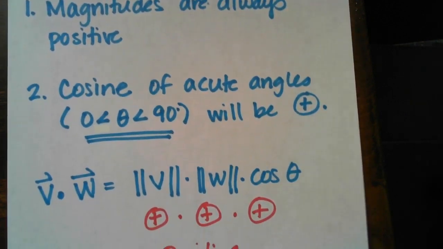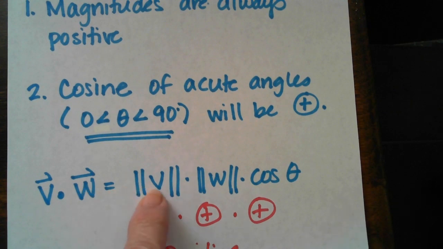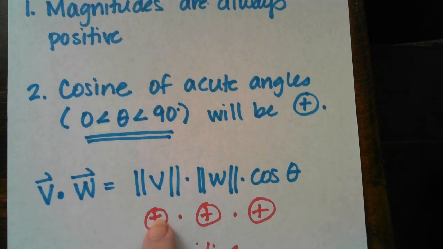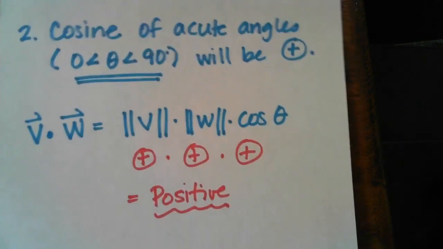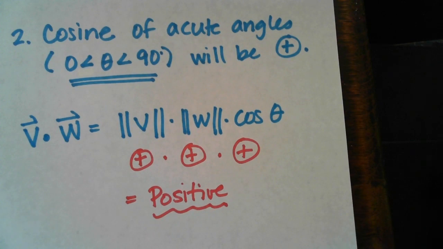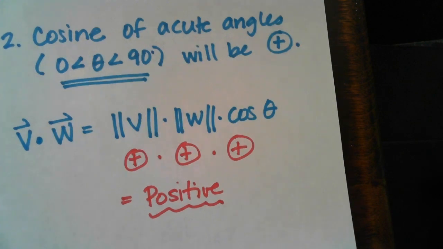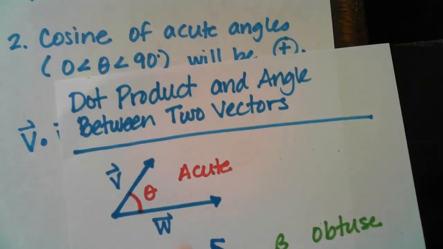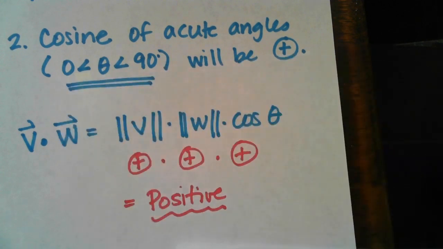And the dot product is a magnitude times cosine of some angle that's less than 90 degrees. So you're going to have a positive times a positive times a positive, which is always positive. So therefore, whenever you take the dot product of two vectors that have an acute angle, you're going to get a positive result. But let's look at the other situation.